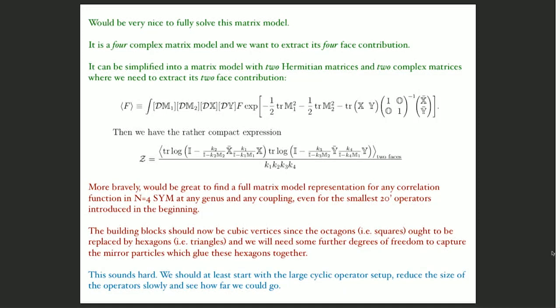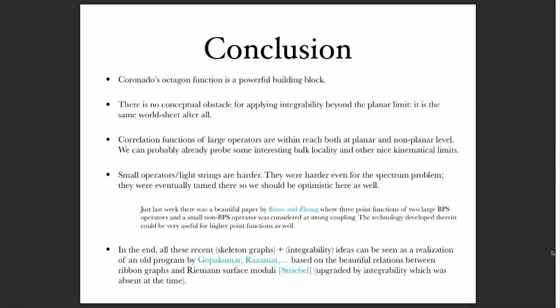But what we can do, which is more pragmatic and realistic, is for now start with this setup where all of them are very large, and start decreasing some of them in a controllable way to start slowly approaching the one that we really would like, which is all of them of order 1. And so to conclude, there is this octagon function that Frank Coronado, using integrability, managed to resum. It's a very interesting building block. It allows us to have access to an object and to resum its non-planar expansion.